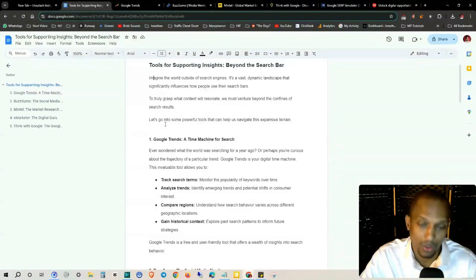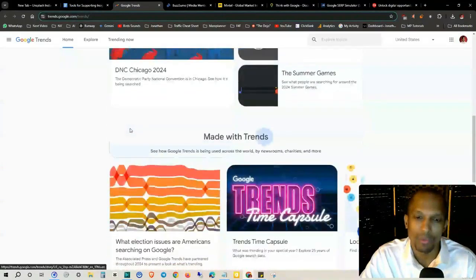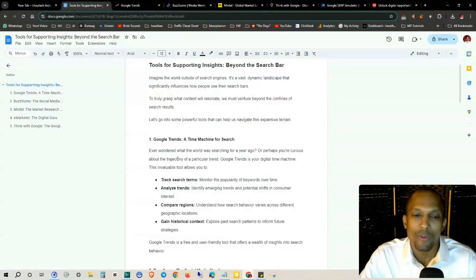Number one, Google Trends. Now, this is what it looks like. I'll have it in the description. I think most people know what Google Trends is, but if you ever wondered what the world was searching for a year ago, or perhaps you're curious about the trajectory of a particular trend, then Google Trends is your digital time machine.